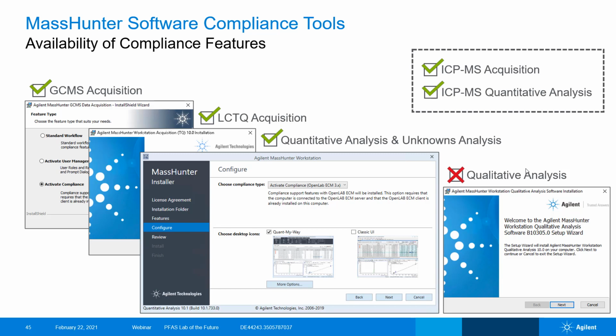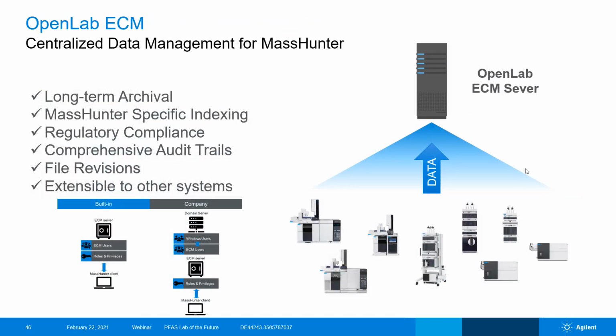So the Agilent software that offers our compliance is the OpenLab ECM, and specifically in MassHunter, it has compliance for the GC/MS, LC/MS, and also for our ICP-MS tools as well. So this is important, and labs can always use a subset of these if they want, but knowing that it's possible to expand out to the entire environment as well.